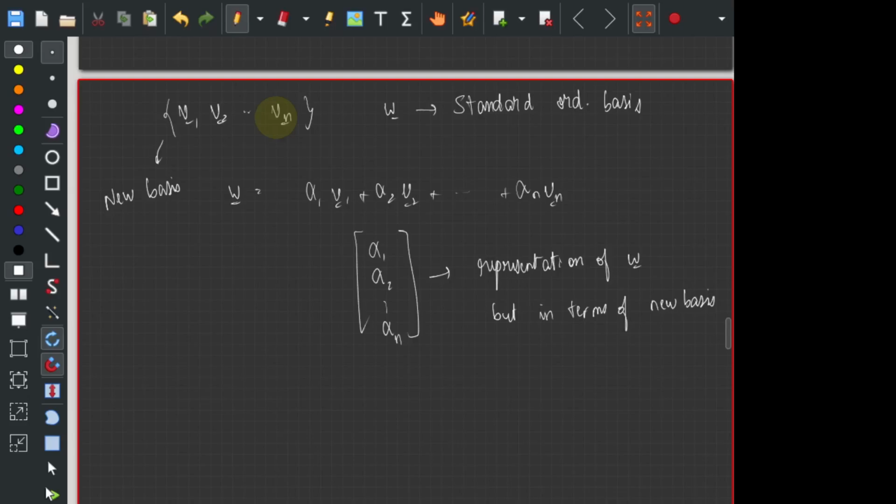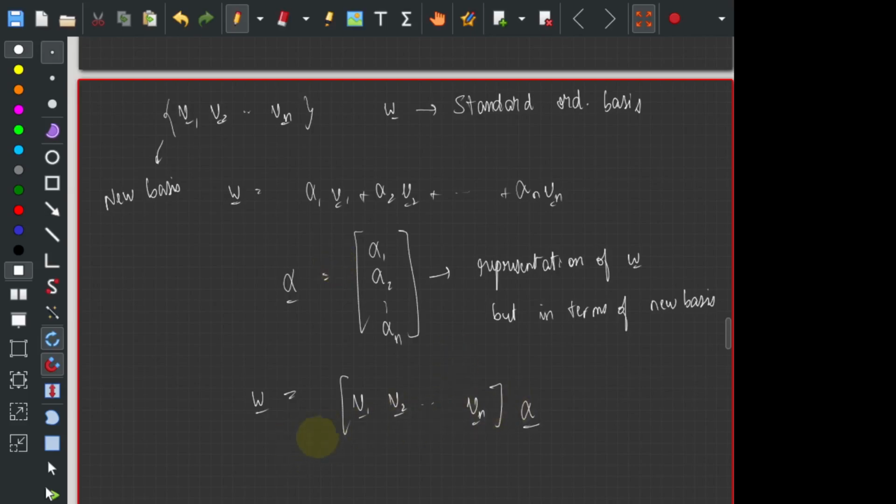We just solve the system of linear equations. Right? So W again is a vector, and so it's a column vector, represented in terms of the standard ordered basis. So W is basically the matrix V1, V2 up to Vn times the vector alpha. It's just the same thing.